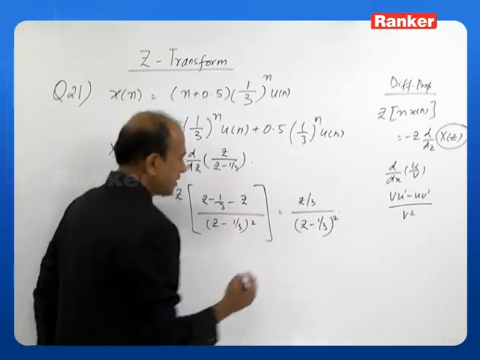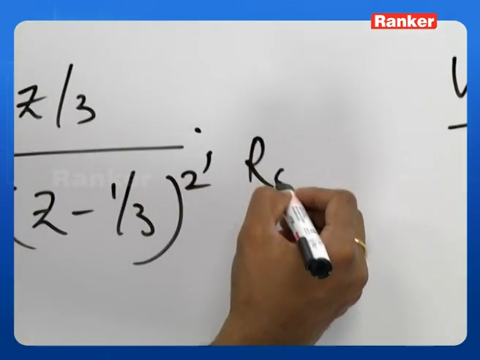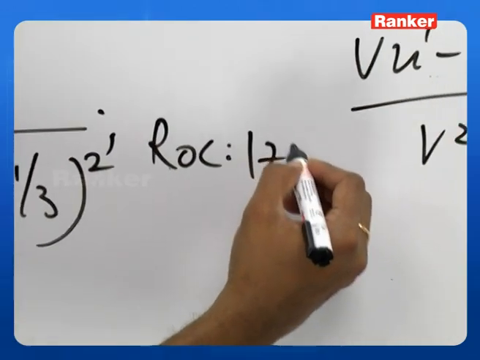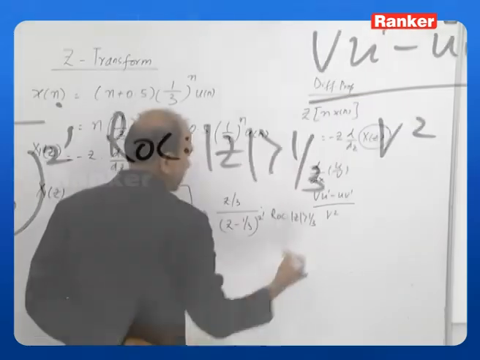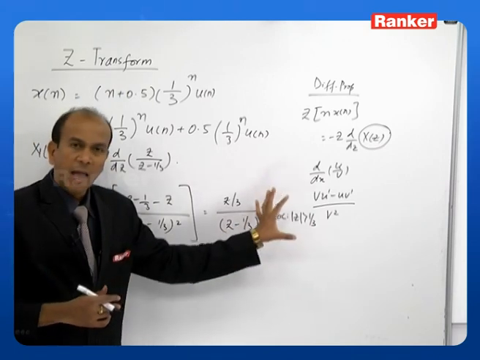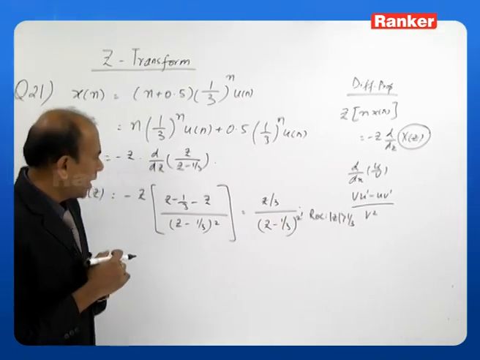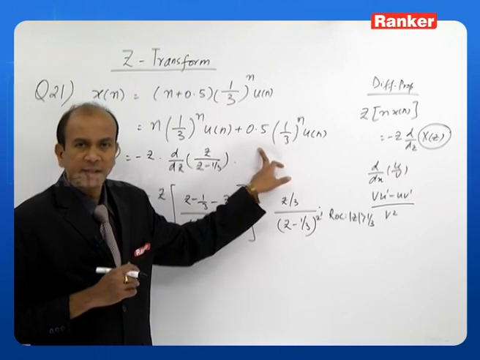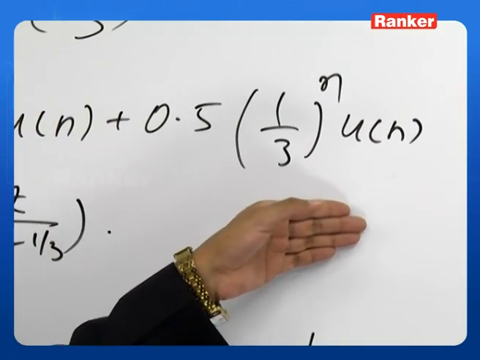So what is ROC for this? The ROC for this is |z| greater than 1 by 3. Now this is the x1 of z. Now similarly we have to find out x2 of z. We said this is x2 of n. We have to calculate what is x2 of z.